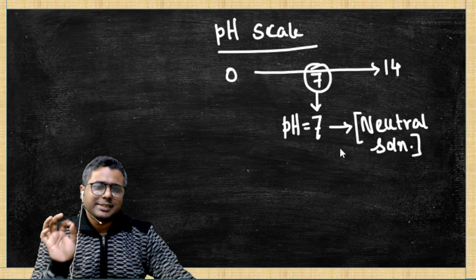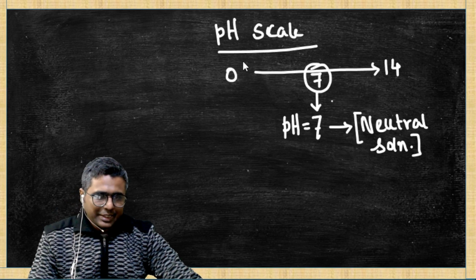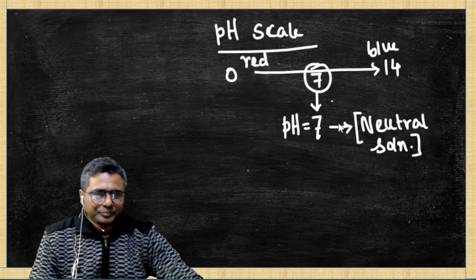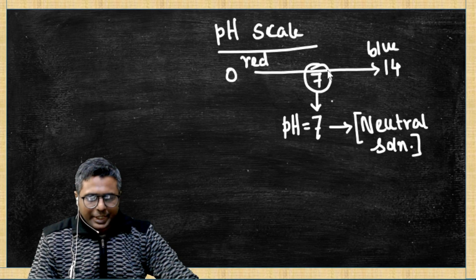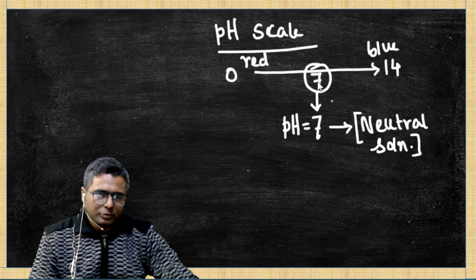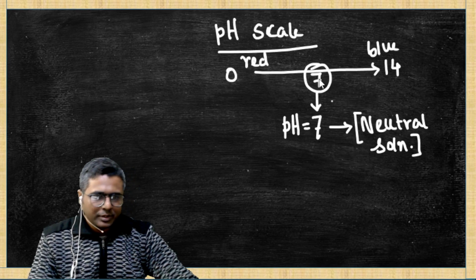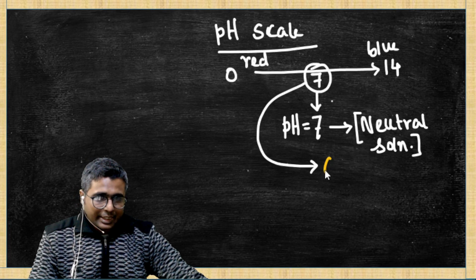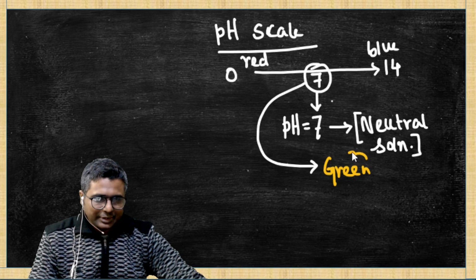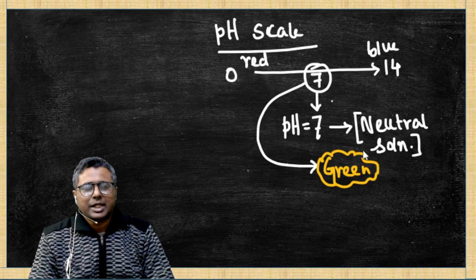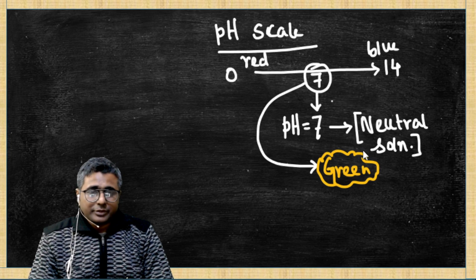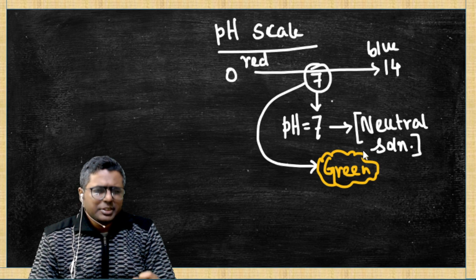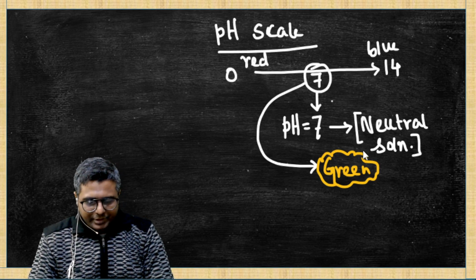This pH paper has different shades of color on it. On this side it is red color, and on the 14 side it is blue color. It generally changes from red to orange to yellow to green, then to deep green, and suddenly it changes to blue. At this point, at 7, the color is green. Sometimes a question may be asked: in neutral solution what will be the color of the pH paper? The answer will be green. If it is a strong acid, the answer will be red. If it is a strong base, deep blue.